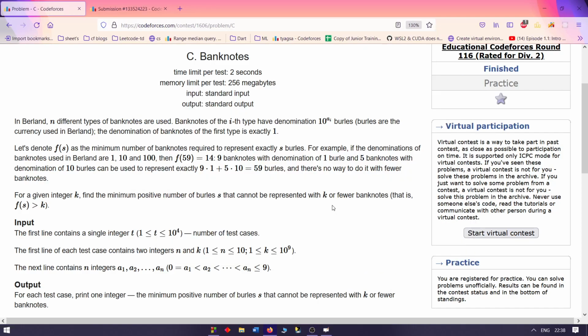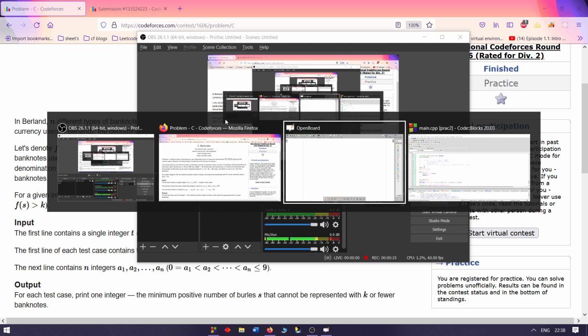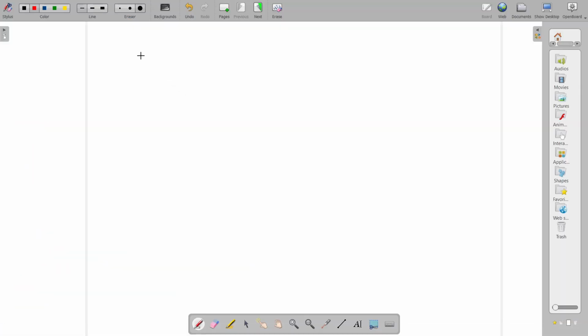Hello everyone, I'll explain problem C, banknotes. Now what does the problem say? You have n different types of banknotes and the ith banknote has the value 10 to the power a_i. So for example, you can have banknotes of 100 and 1000 and 10,000, or let's say 1 lakh.